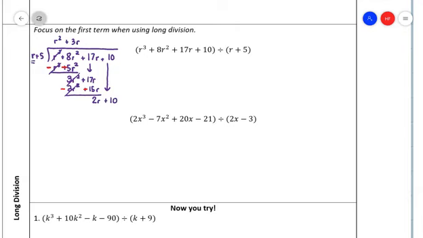To get from r to 2r, I would need to multiply by 2. 2 times r is 2r. 2 times 5 is 10. And then we will change both of their signs. 2r will cancel, and then 10 minus 10 will also cancel, so we get a remainder of 0. So my answer is r squared plus 3r plus 2.